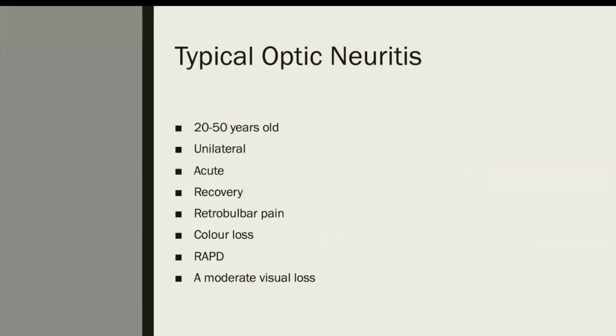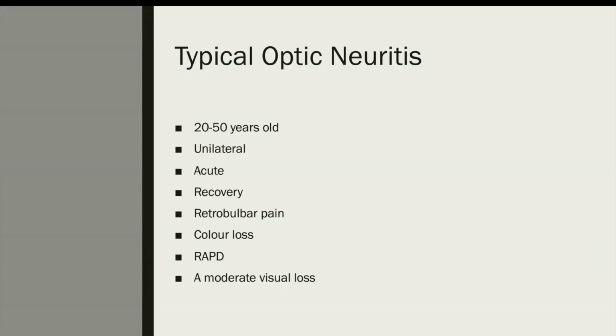When you're thinking about what typical optic neuritis is, the reason it's useful to have an understanding of it is because when it's atypical, your red flags need to be flagging up in terms of what else could be going on. Whereas typical optic neuritis is probably a demyelinating picture.